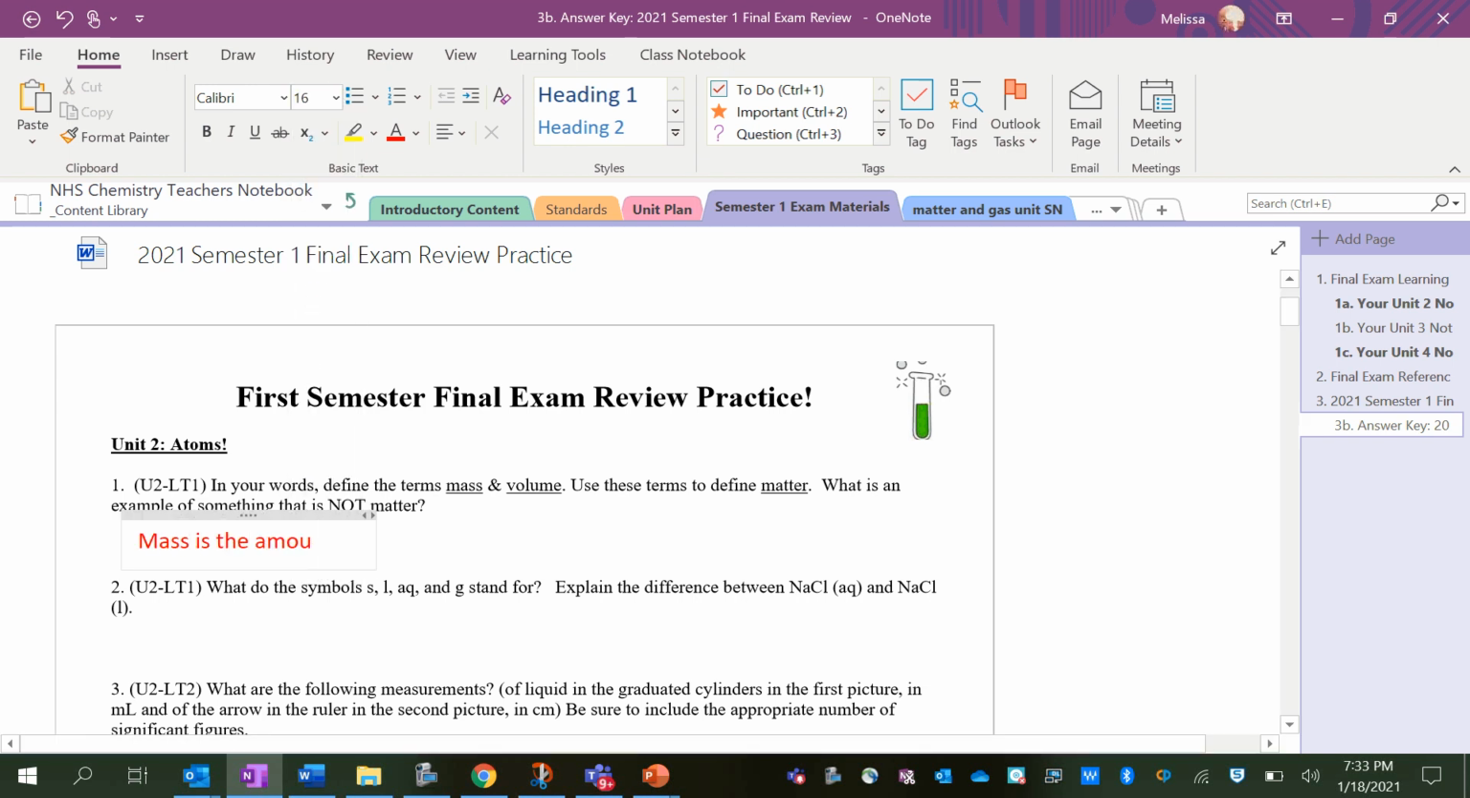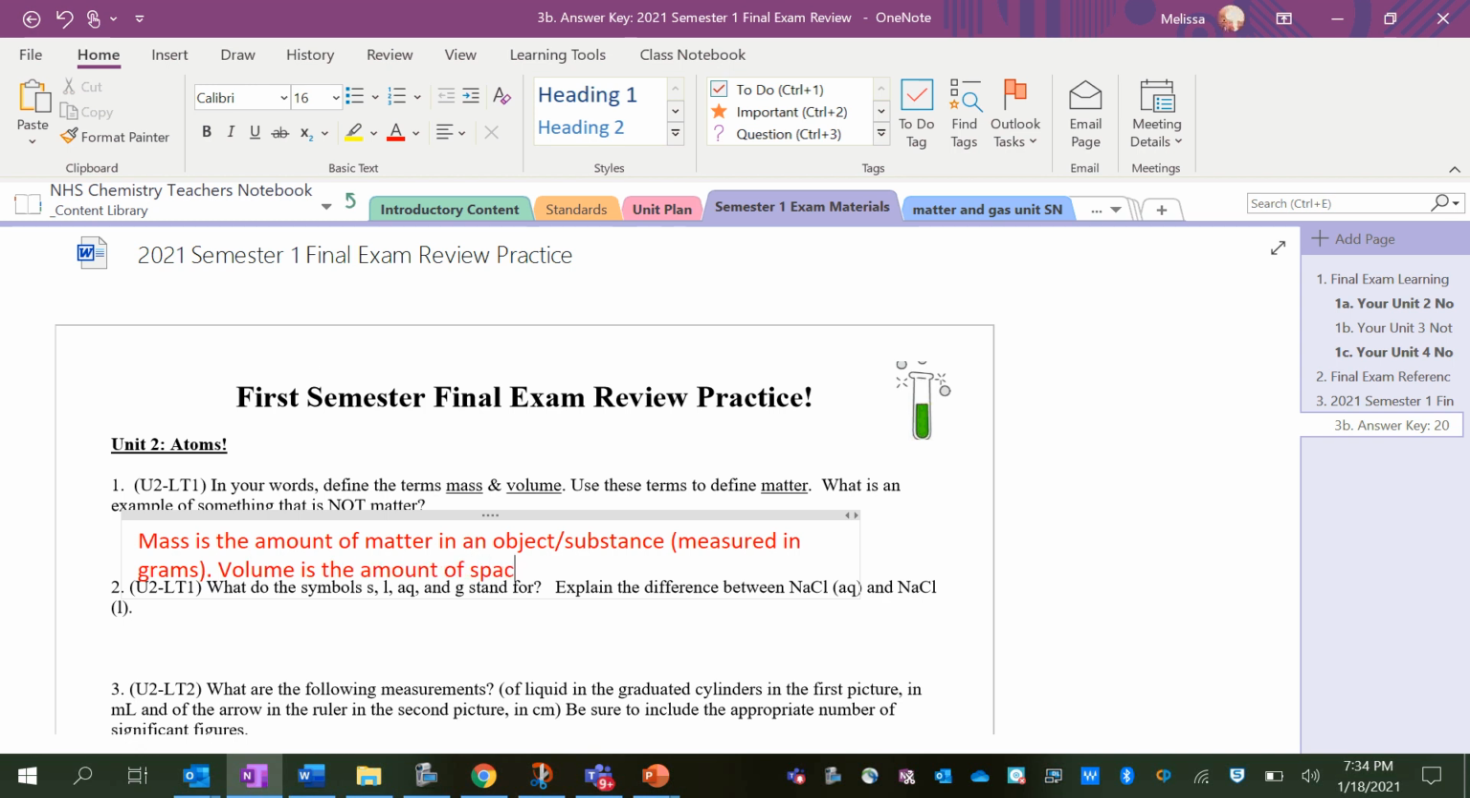Mass is the amount of matter in an object or substance, measured in grams. Volume is the amount of space something takes up, measured in milliliters often. Matter is something that has mass and volume.